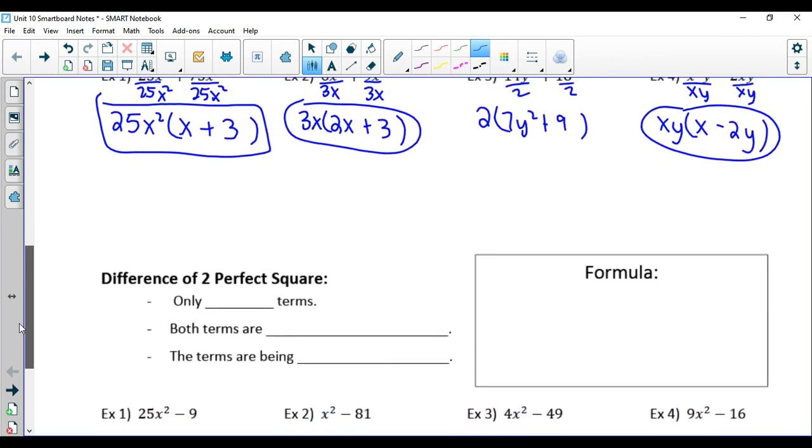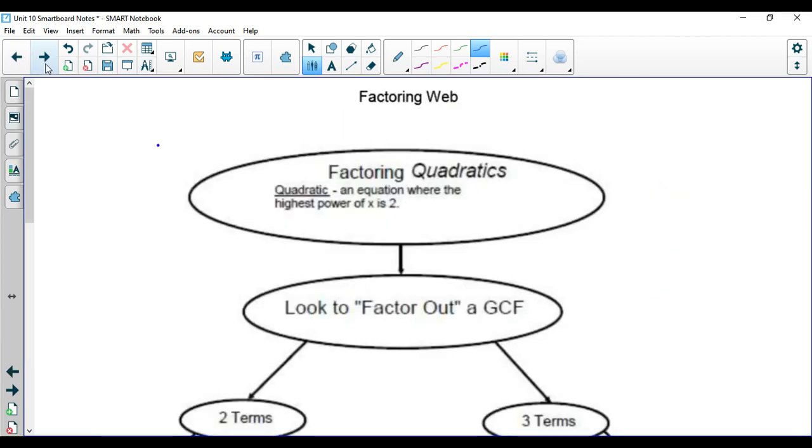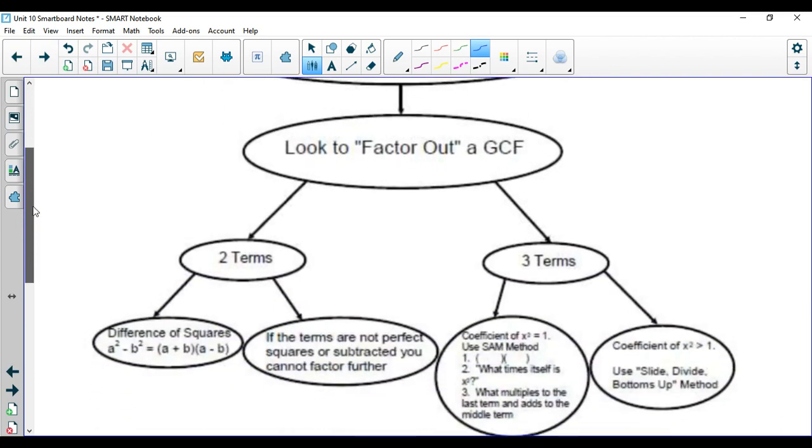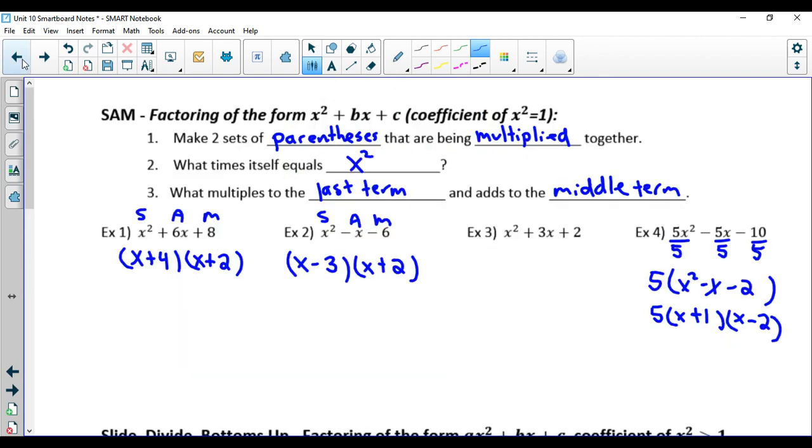All right, next option for factoring then is difference of two perfect squares. If you look on page 3 of your notes, we have that flow chart that we did before. So remember, it says we factor out a GCF first. We have to factor out our GCF first always, that's the first thing we want to do. And then if there's still 2 terms, our option is difference of squares. Or not factorable further.